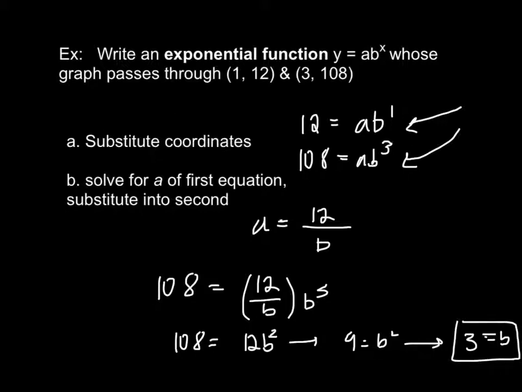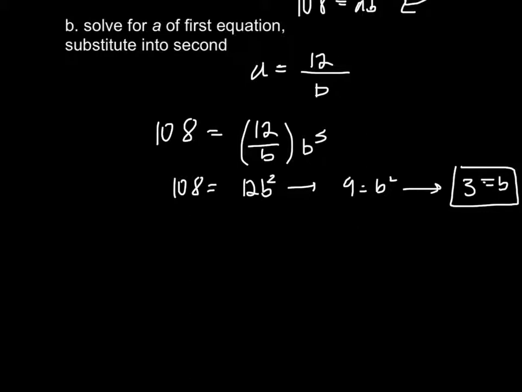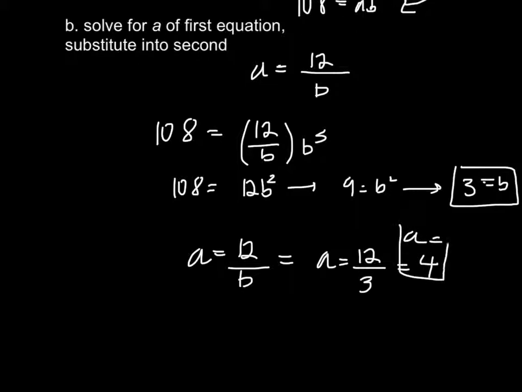From this point, we can find a, and we can find our function. So a equals 12 over b, as we found before, and now that we know what b is, we simply plug it in and get 4. So a equals 4, b equals 3, so our final function is y equals 4 times 3 to the x.